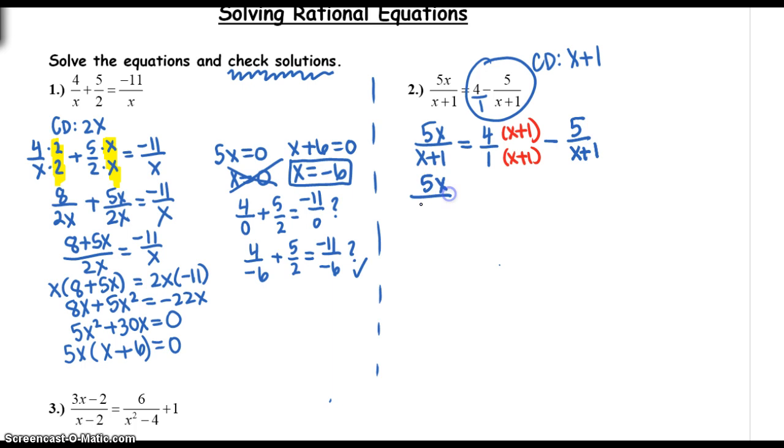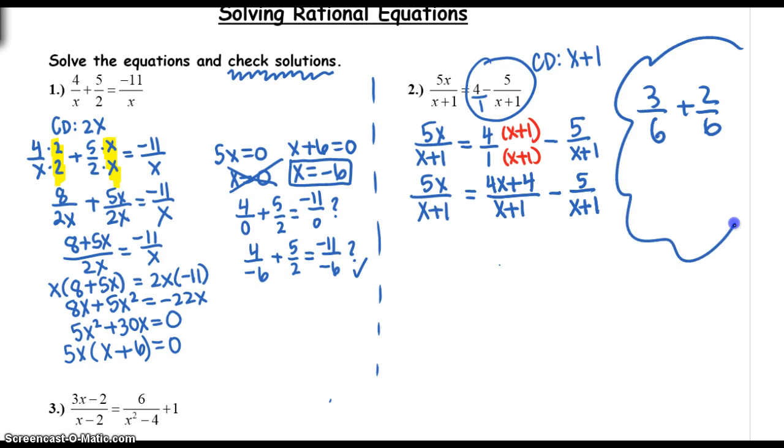All right, so left-hand side we just bring down, and over here make sure you distribute this 4 to everything. So 4x plus 4 over x plus 1 minus 5 over x plus 1. Now, remember earlier when I had something like this going on? Remember this? And I said, okay, 3/6 plus 2/6, most of you know is 5/6, right? All you did was do 3 plus 2 to get the 5, and then you just put it over 6. We're going to do the same thing here.